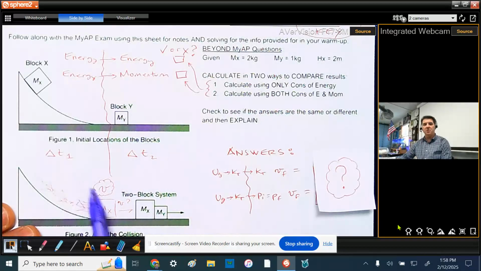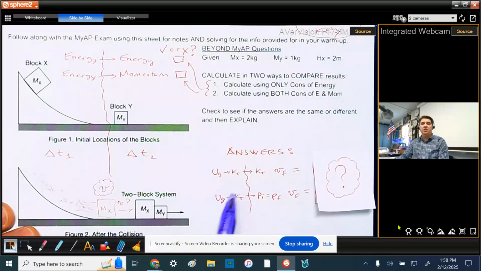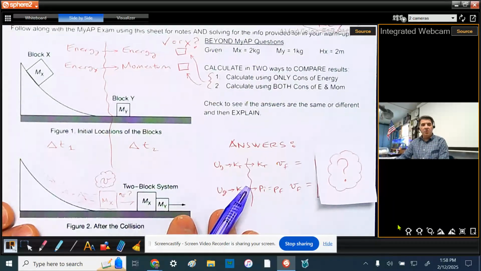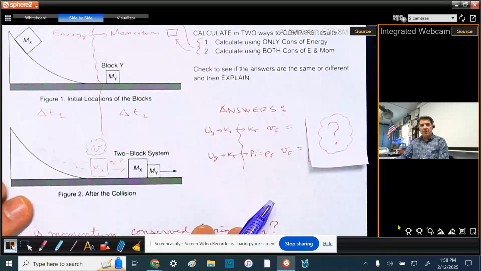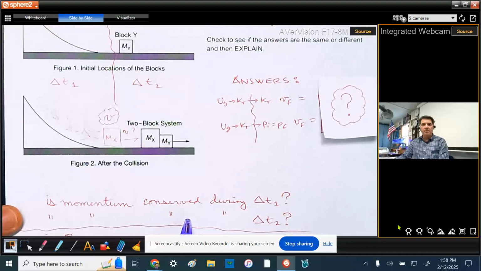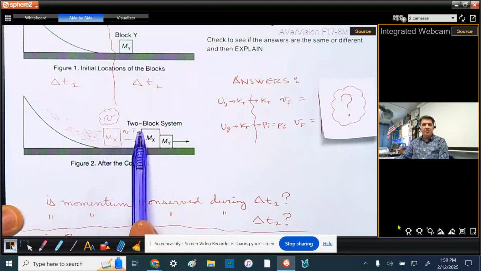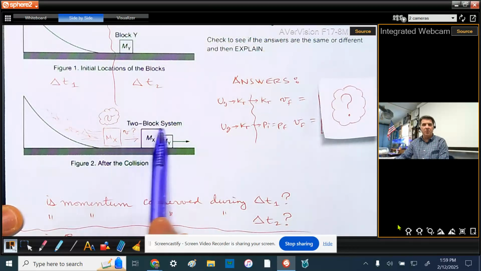If energy was conserved, then that would work. But the only way that works is if it's a truly elastic collision, where most collisions are not. Most collisions, even when they bounce, are inelastic. So we'll talk about proving this later on. So when you do this, a couple things you want to ask yourself is momentum conserved during time frame 1? And is momentum conserved during time frame 2?